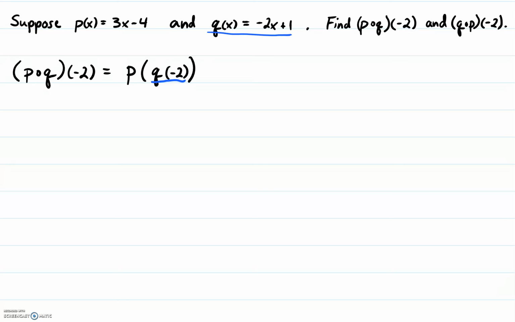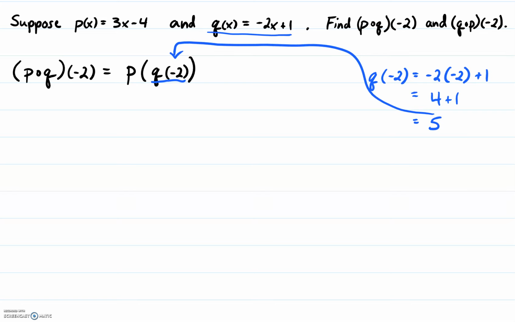So let's go ahead and figure out what q of negative 2 is. The q of x is negative 2x plus 1. So q of negative 2 is going to be negative 2 instead of x, we're going to put negative 2 plus 1. So that's just putting negative 2 into the place of x. If we multiply, negative 2 times negative 2 is going to give us positive 4 plus 1, and adding that is going to give us a 5. And so we're going to put 5 in the place of q of negative 2. Now we've reduced this problem down to finding p of 5.